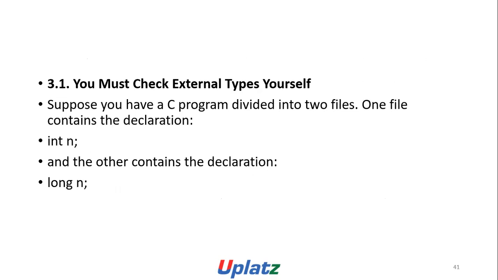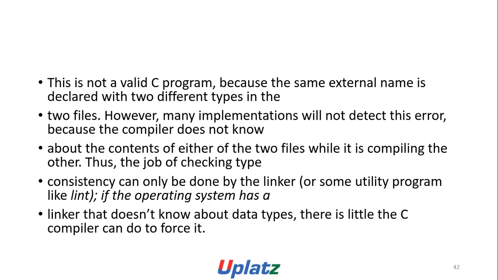You must check the external types yourself. Suppose you have a program divided into two files. One file contains the declaration int n and the other contains the declaration long n. This is not a valid C program because the same external name is declared with two different types in the two files. However, many implementations will not detect this error because the compiler does not know about the contents of either of the two files while it is compiling the other. Thus, the job of checking type consistency can only be done by the linker or some utility program like lint.